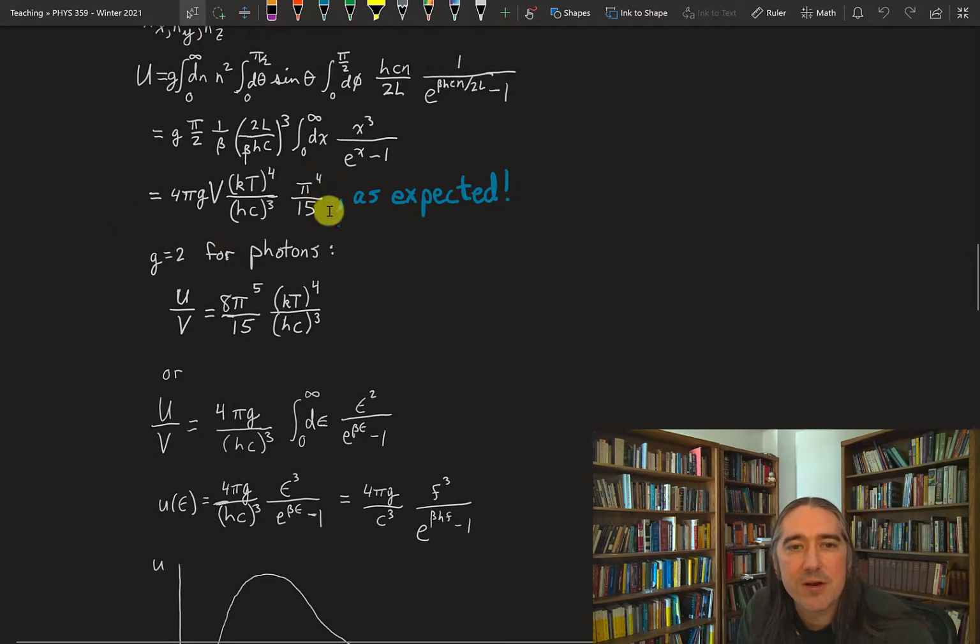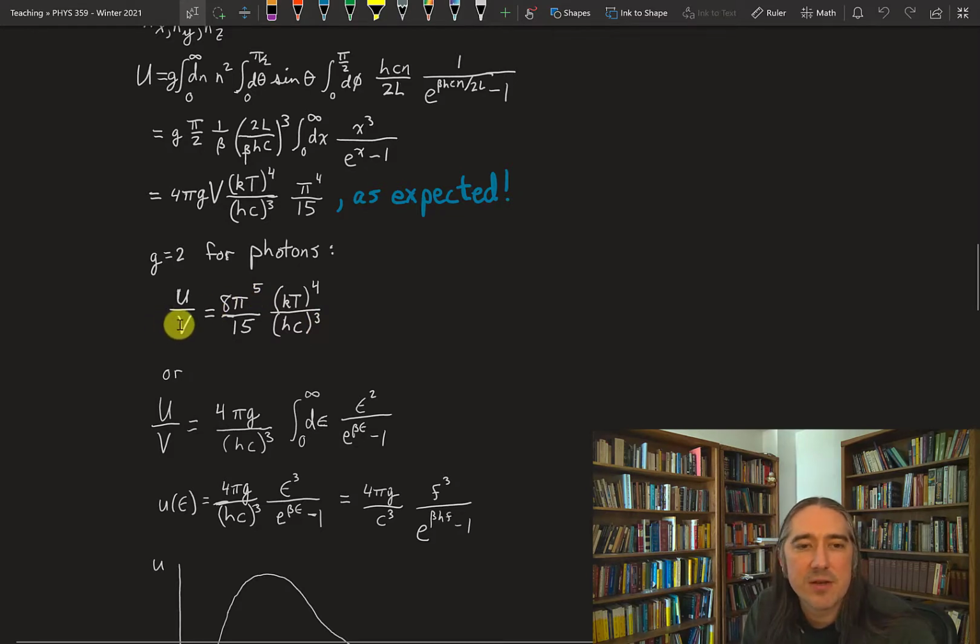So here is our final answer for the energy. And just to clean it up a little bit more, I'll go ahead and put in g equals 2 for photons. So this is going to turn into an 8 pi, 4 more pi's, 8 pi to the 5th over 15, and exactly the functional dependence we expected.